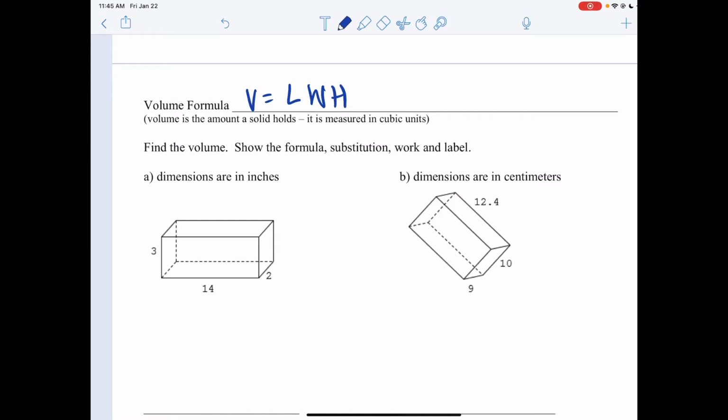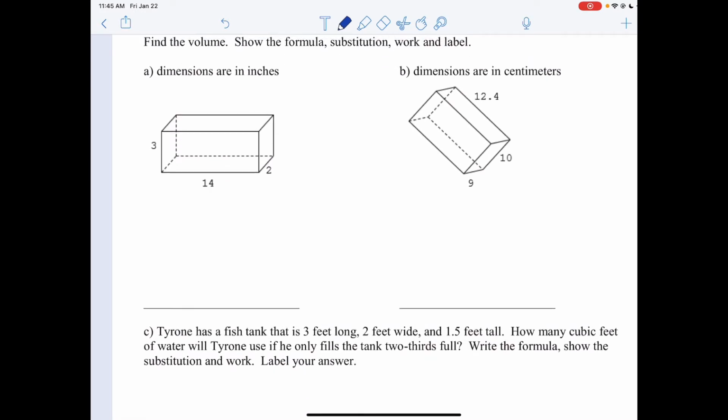So my first step here, when I'm looking at example A, is to write my formula, which is length times width times height. And then I'm going to start plugging all of these values into my equation. So my length is located at the bottom, which is 14, times my width, which is located on the side, which is 2, and my height, which is the height of this prism, is 3.